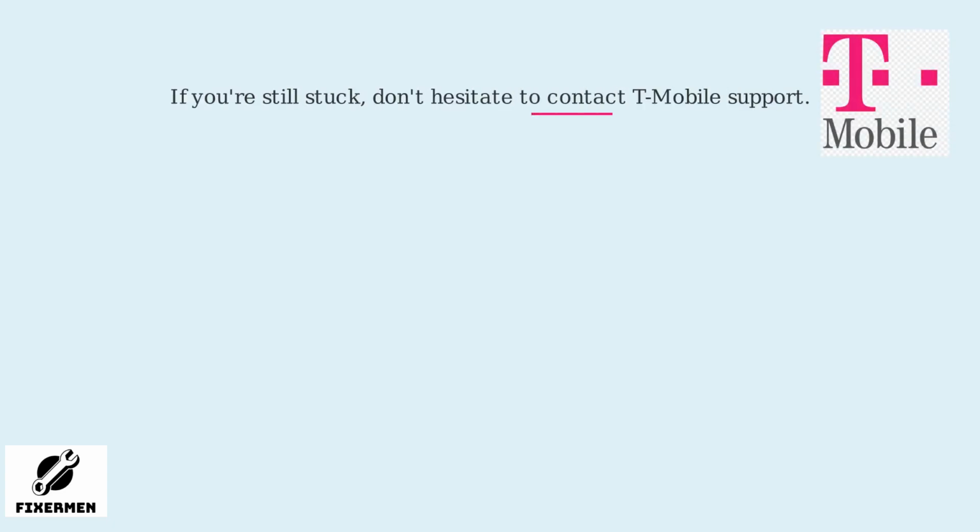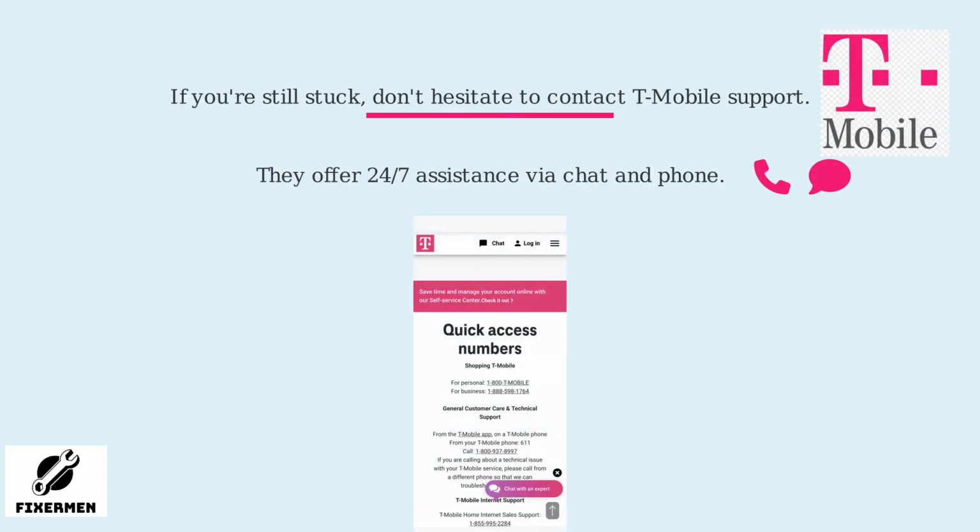If you're still stuck, don't hesitate to contact T-Mobile support. They offer 24/7 assistance via chat and phone. Have your account information ready. Explain the steps you've already taken. Be patient. Support agents are often dealing with high volumes of inquiries related to AutoPay. Ask them to check for any system-wide issues affecting AutoPay.